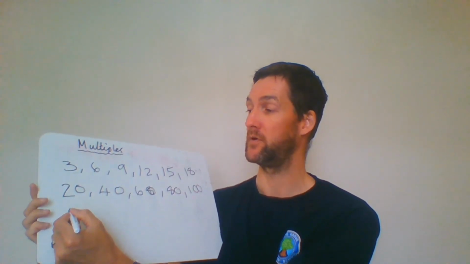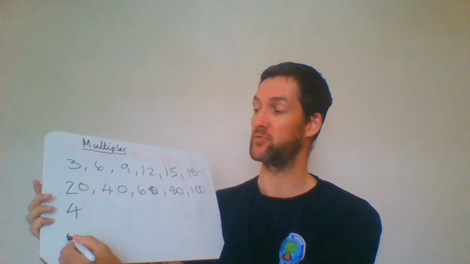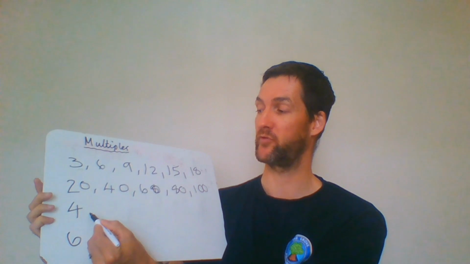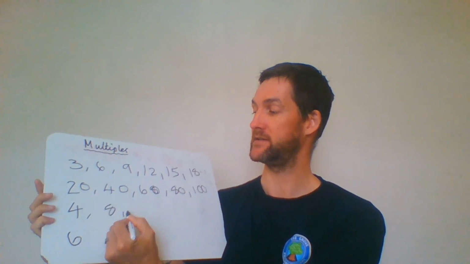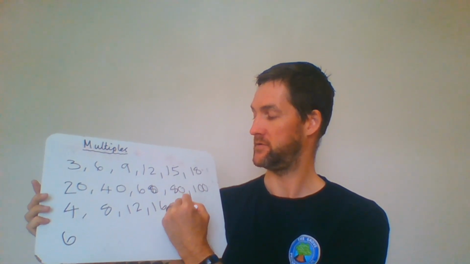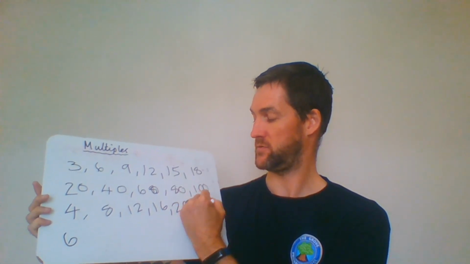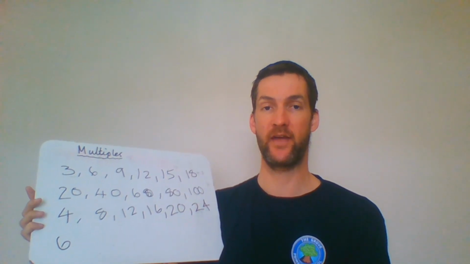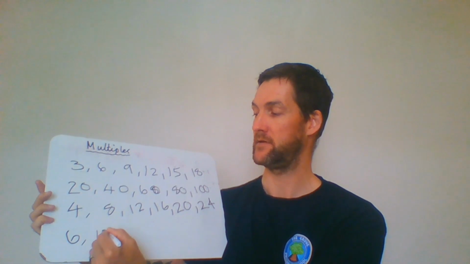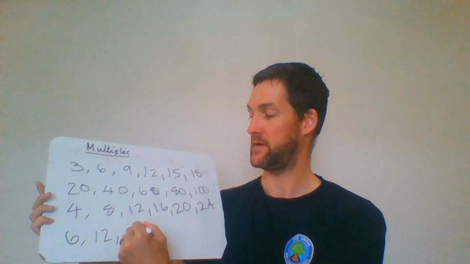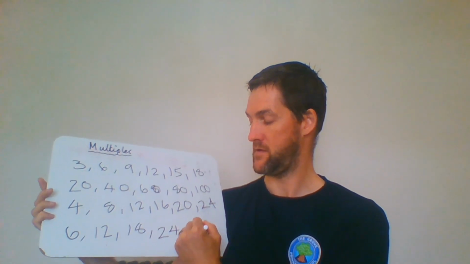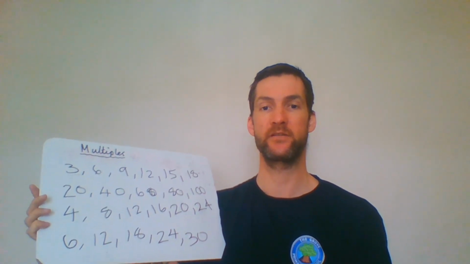Now, questions around these may involve finding common multiples of a number. So, for example, common multiples of 4 and 6. Let's start with multiples of 4: 8, 12, 16, 20, 24. I'm just going to stop there. Multiples of 6: 6, 12, 18, 24, 30. Now I'm going to stop there.